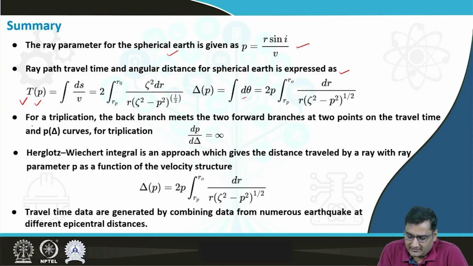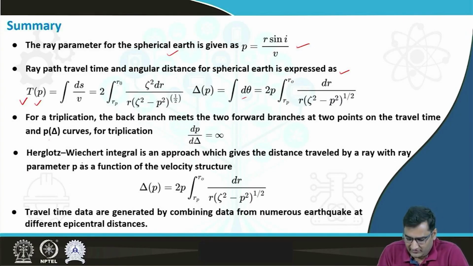That means for the triplication, the back branch meets the forward branches at 2 points on the travel time and the p-delta curve. And for triplication, we saw that dp by d delta is equal to infinity. And we also learnt about the Herglotz-Wiechert integral, that is used for travel time inversion.